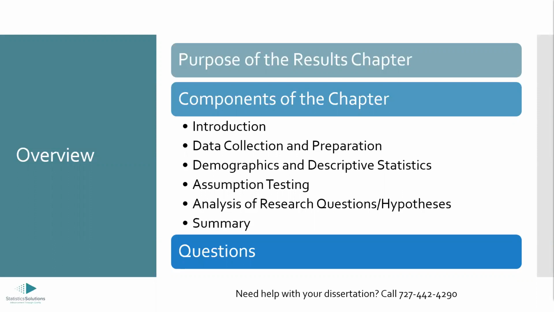And first, we'll talk about the purpose of the results chapter and the importance of the results chapter for the dissertation. And then the bulk of the discussion is going to be on the different components that are required for the results chapter. So this includes discussions of the introduction, data collection and preparation, descriptive statistics, assumptions testing, your testing of the research questions, and the summary.